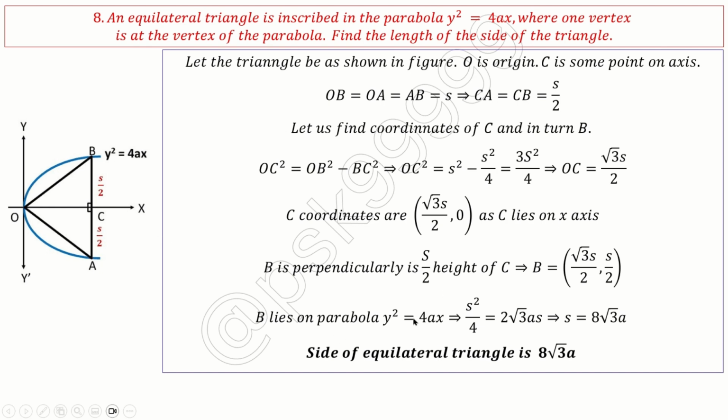So now B lies on y square equal to 4ax. So if I substitute, I get s equal to 8 root 3 a. This is nothing but the side of the equilateral triangle. So the side of the equilateral triangle is 8 root 3 a.